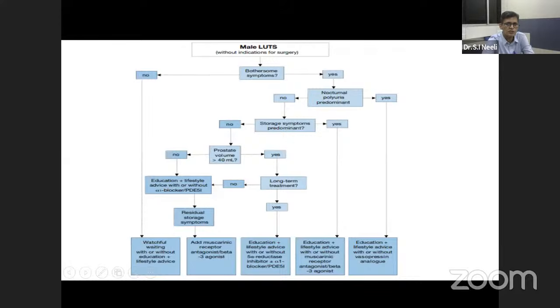If it is less than 40, then alpha blockers or PDE5 inhibitors can be utilized. Then for residual storage symptoms, we can add antimuscarinic agents or beta-3 agonists. If the patient has a prostate volume of more than 40 and wishes to be on long-term medical management, then 5-alpha reductase inhibitors along with alpha blockers are helpful in relieving the lower urinary tract symptoms.